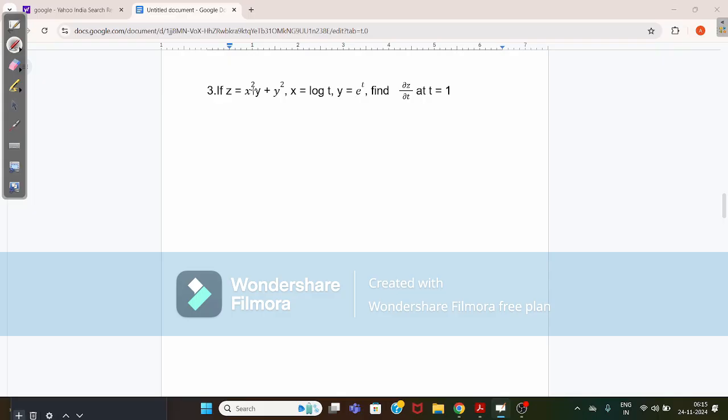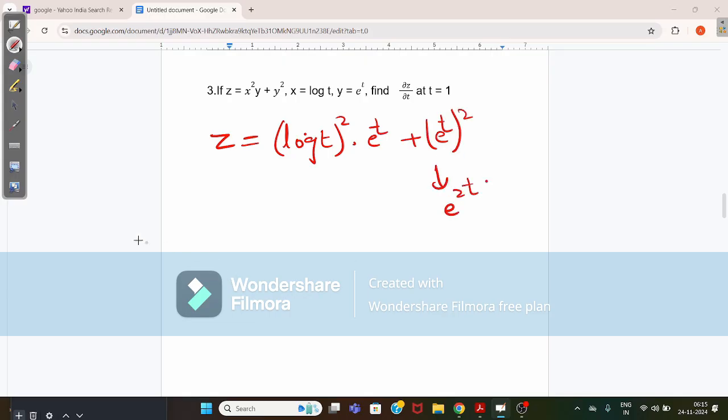z is equal to x square y plus y square. x value is log t and y value is e power t. Find dou z by dou t at t is equal to 1. Okay, now substitute the values here. z is equal to log t whole square into e power t plus e power t whole square. This can be written as e power 2t.